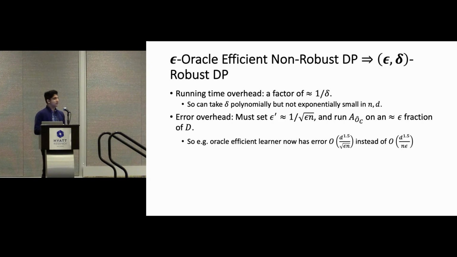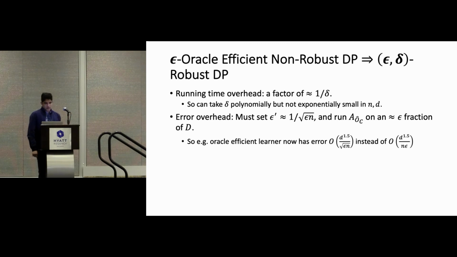So, good, 3 minutes. Before we delve into the exact proof, a few comments. The first is negative: the running time of this is 1 over delta. Since delta can be polynomially small in n, it's still polynomial time, but we can't take delta exponentially small in n.